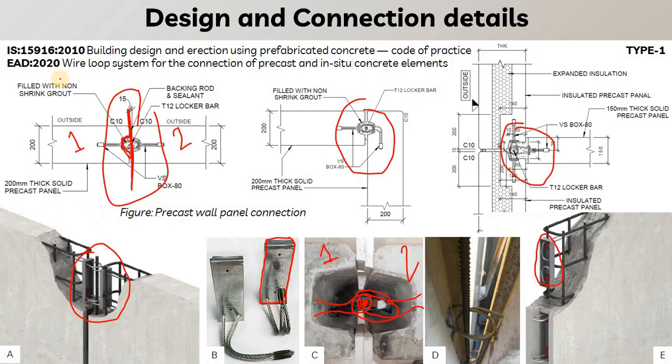If we talk about the code, we have IS 15916 2010, and we have EAD 2020, which talks about the wire loop system for connecting precast and cast in situ elements, or we can say precast to precast elements also. We use the same concept.